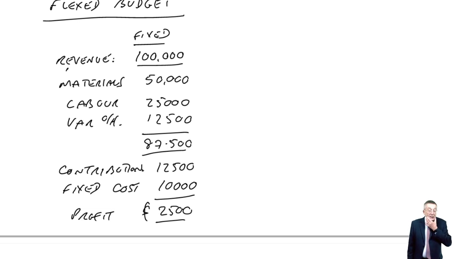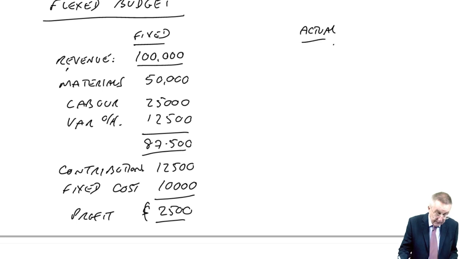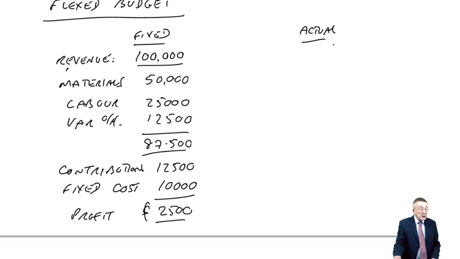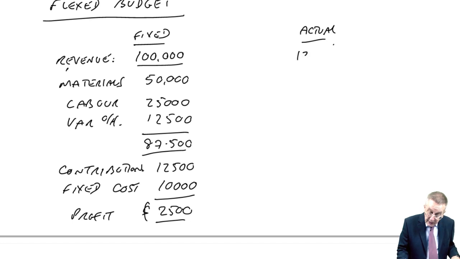It then says, though, at the end of the year, the following costs have been incurred for the actual production of 12,000 units. So if I look at the actual costs, well, again, I'll look at the revenue first. The actual sales were 12,000 units for a total of 122,000.